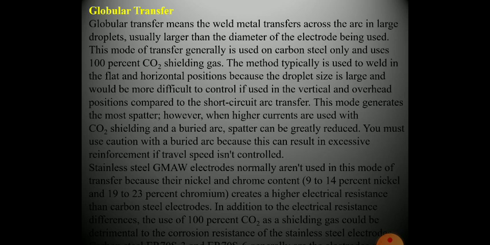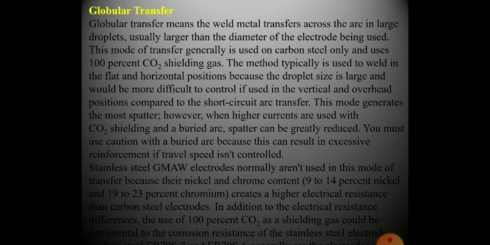So what do we mean by this globular transfer? Let us look at this article. Globular transfer means the weld metal transfer across the arc is in large droplets, and these are usually larger than the diameter of the electrode being used because the parameter being provided is higher. The mode of transfer is generally used on carbon steel only and uses 100% CO2 shielding gas.